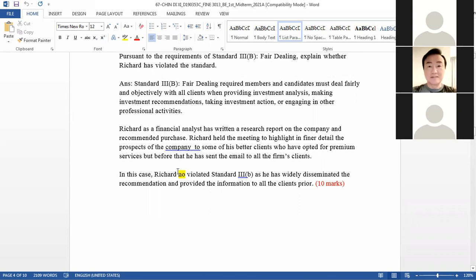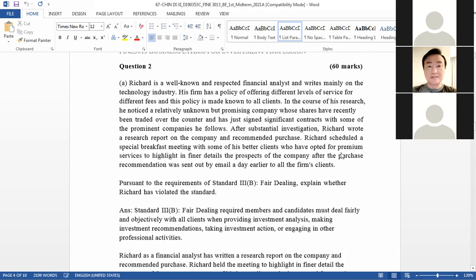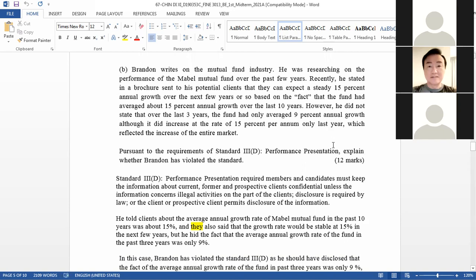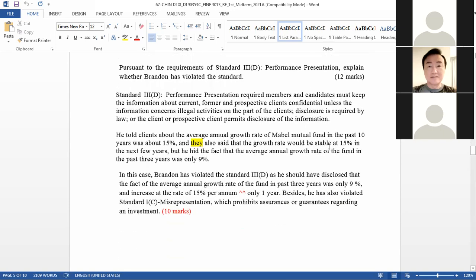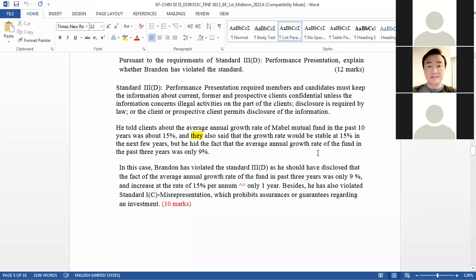Right. In this case, which Richard did not violate, right? Did not violate. Right. And then here, this part you explain properly. So in its totality, I think you deserve 10 marks. B. Right. So in its totality, I think you deserve 10 marks. But here, there's something missing here. Right. You take note.